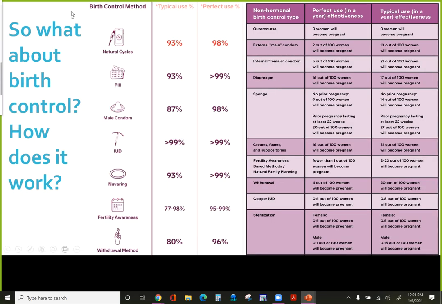For the most part. So here we see a couple of different tables that show you success rates. So just using, you see there's a thermometer there, that's to track the basal body temperature.